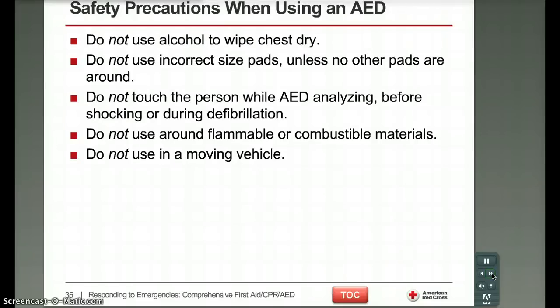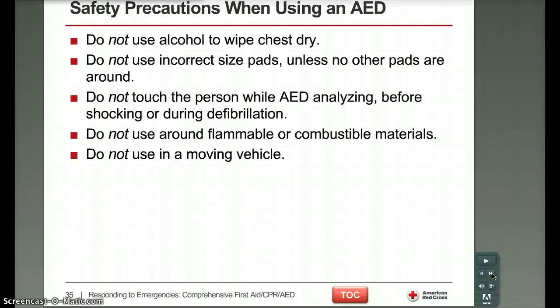Some precautions when using an AED. Once again, it can be used for an adult, child, and for an infant, but there are some precautions we have to pay attention to, to make sure that we are safe, other responders in the situation are safe, as well as the victim. Do not use alcohol to wipe the chest dry. Alcohol is flammable. With that electrical shock, a serious burn could occur.